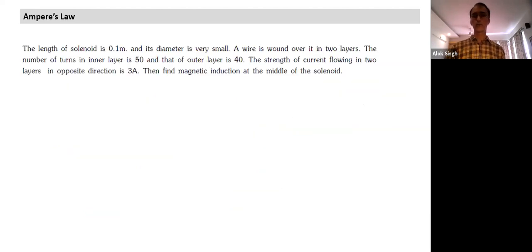Let's see if we can do some more numericals to see whether you can apply this. Try and understand the question and solve this one. The length of the solenoid is 1 meter, and the diameter is very small. Diameter is very small, which means its length can be taken as long. The wire is wound over 2 layers.